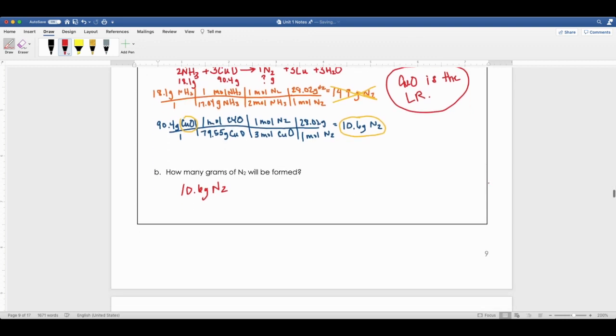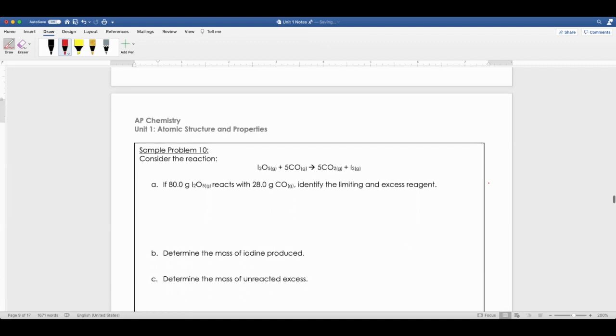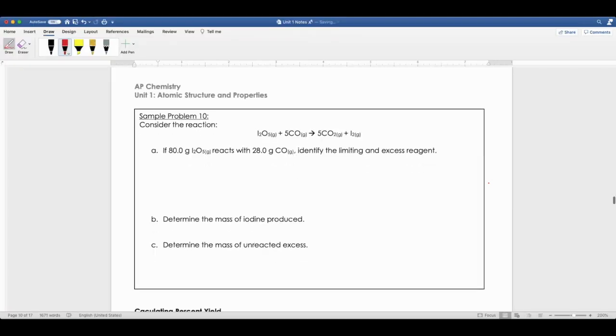Let's go ahead and look at sample problem 10. So it says, consider the reaction right there. Identify the limiting and excess reagents. So again, this one's nice because I do have a balanced chemical equation. And I do have right here amounts of each reactant. So I have 80 grams and I have 28 grams of carbon monoxide. I'm going to go ahead and color code these, and I'm actually going to just pause the video here so you can do this on your own.